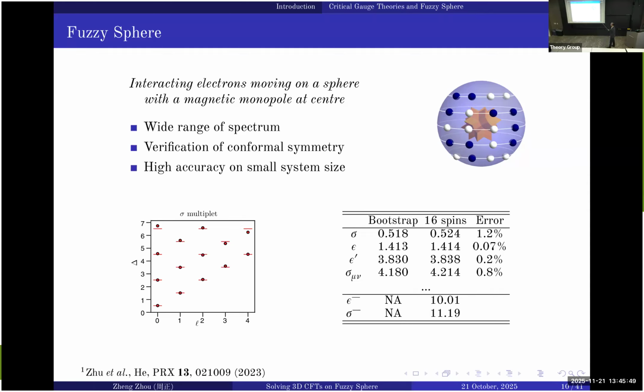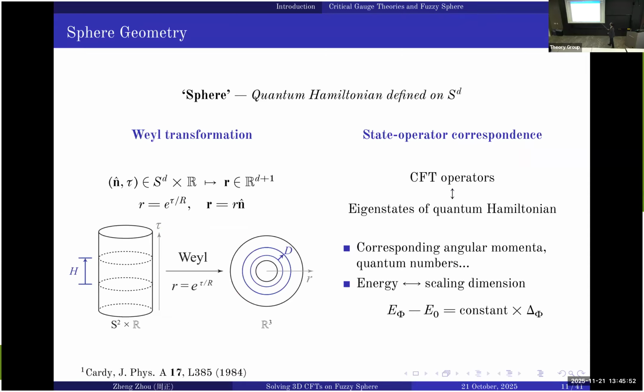So to better explain the idea, we split it into 2 keywords. First, sphere. We want a quantum Hamiltonian that is defined on a d-sphere. This is because, combined with the imaginary time direction, the cylinder is conformally equivalent to a flat spacetime through a Weyl transformation. This Weyl transformation maps each time slice of the cylinder to a concentric circle. So now this allows us to make use of some very nice properties of CFTs on a flat spacetime.